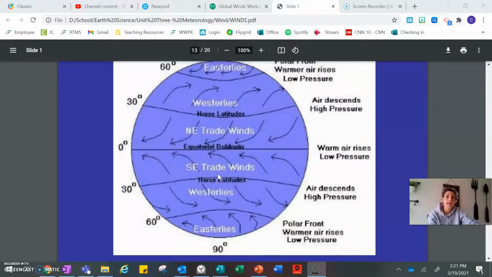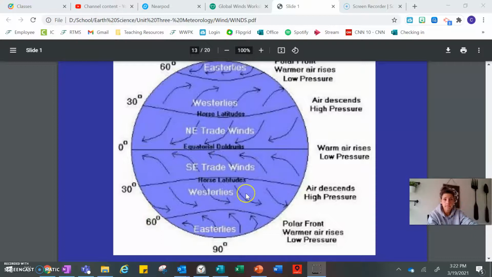Now, the next major set of winds are called the westerlies. They start in the west and they move east. And again, up here in the northern hemisphere, they're going clockwise, west to east. But in the southern hemisphere, they're going counterclockwise, west to east.